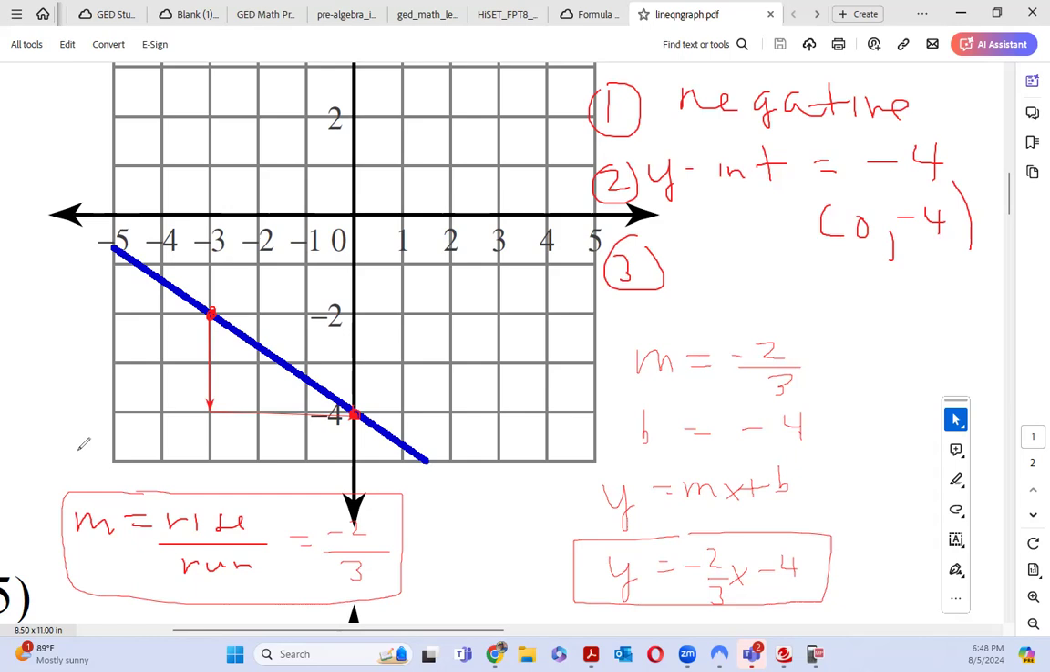So I'm not going to choose 3. I'm not going to choose 4. I'm going to choose 2 points. Since it's a graph, rise over run.